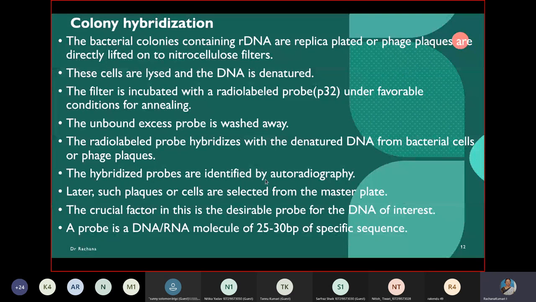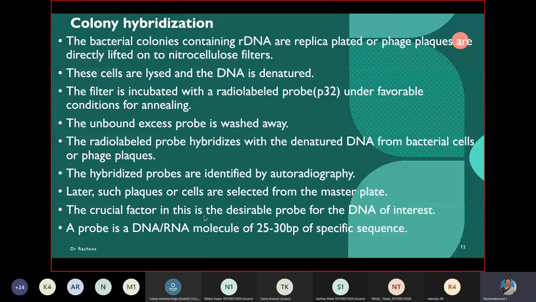So in a similar manner, these clones will be fluorescing, and we will see the presence of the dark colored spots wherever the probe has gone and bound. So such plaques or the bacterial cells are selected because we started with the process of replica plating. So we will decode which of them are showing the fluorescence and which of them are not from the master plate. We will isolate those.